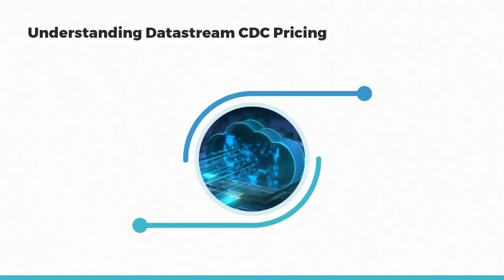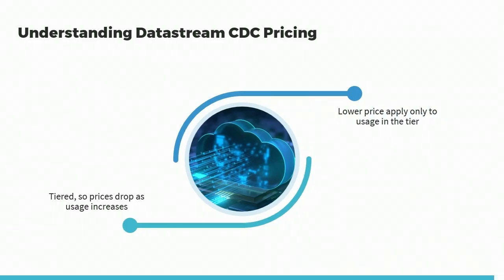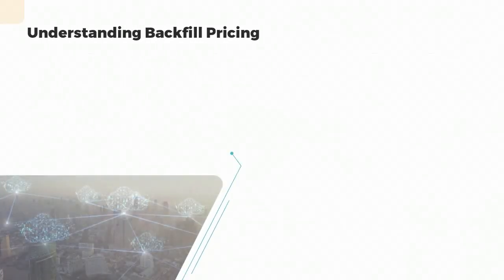So in understanding the pricing, know that it's all tiered, so prices drop as your usage increases, and that's very useful. So the price per gigabyte will decrease as you have more data that you're processing. So this reduced price will only apply to usage within the tier. So the gigabytes processed in lower tiers will be charged based on the cost for that tier. And so that's a little bit how that works.